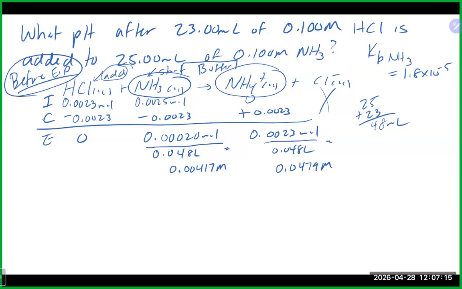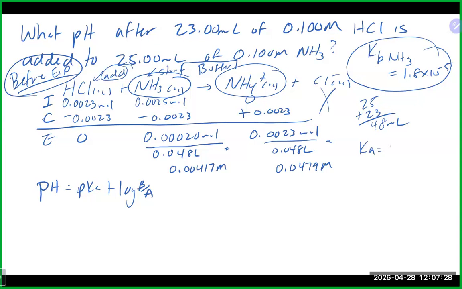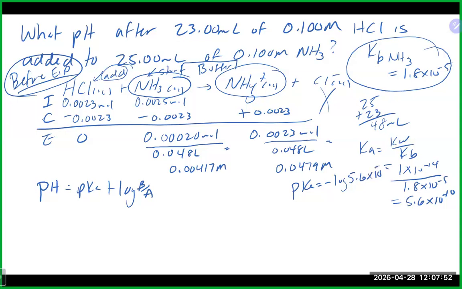Since that is a buffer, we could go right into our Henderson-Hasselbalch equation, pKa plus the log of the base over the acid. I do have the Kb given to me, so again, a couple ways you could get it, but if you want the Ka, that would be Kw divided by your Kb. And if you put that in there, our 1 times 10 to the minus 14 divided by 1.8 times 10 to the minus 5, you'll end up with 5.6 times 10 to the minus 10. That's going to give us a pKa equal to minus the log of our 5.6 times 10 to the minus 10.